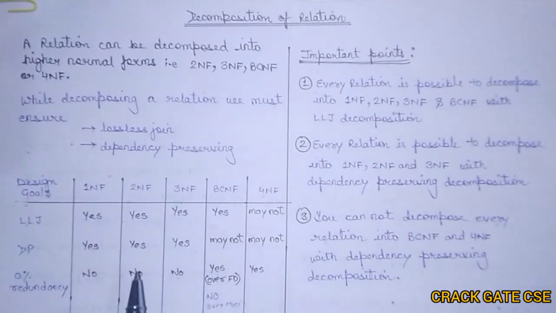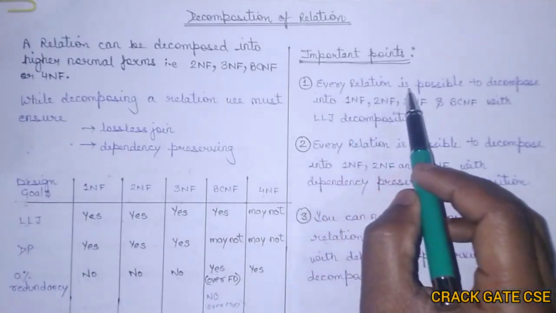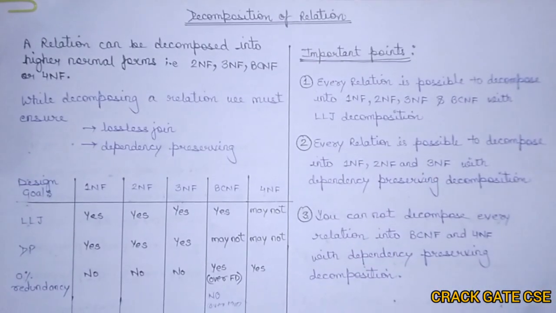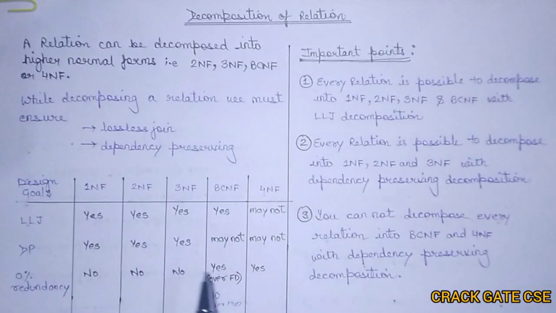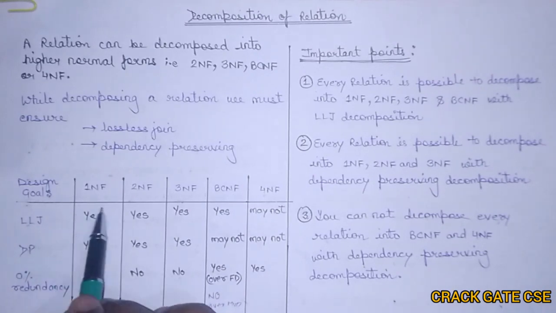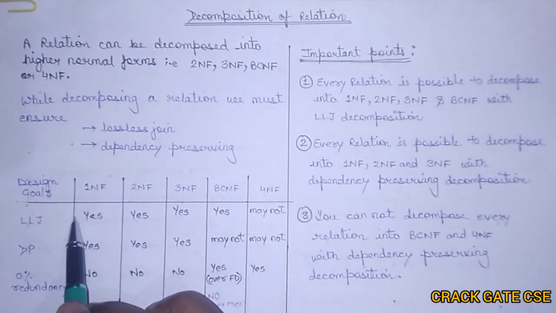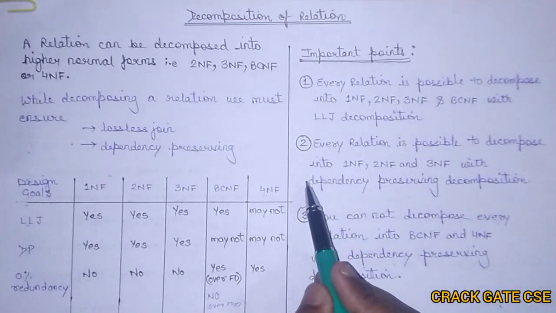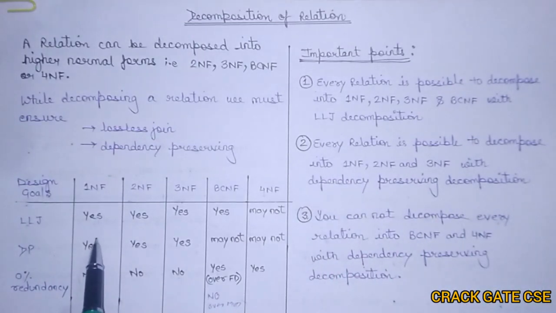There are three important points based on this table which can be asked as true or false statements. One important point is that every relation is possible to decompose into 1NF, 2NF, 3NF and BCNF with lossless join decomposition. Here you can see that we are able to decompose a relation into 1NF, 2NF, 3NF and BCNF with lossless join decomposition because they all are yes. Similarly, every relation is possible to decompose into 1NF, 2NF and 3NF with dependency preserving decomposition, because dependency preserving decomposition is possible up to 3NF.